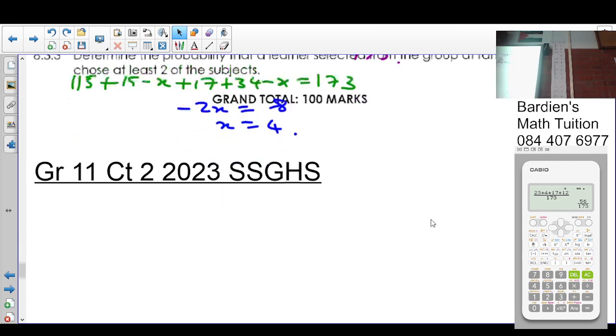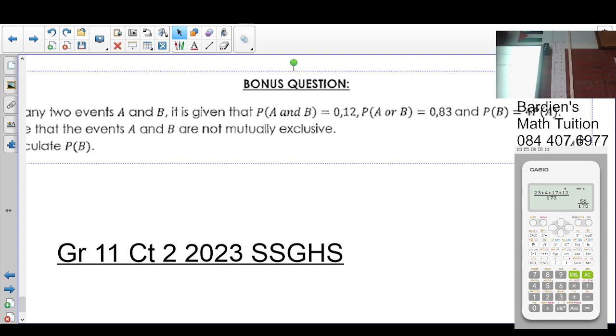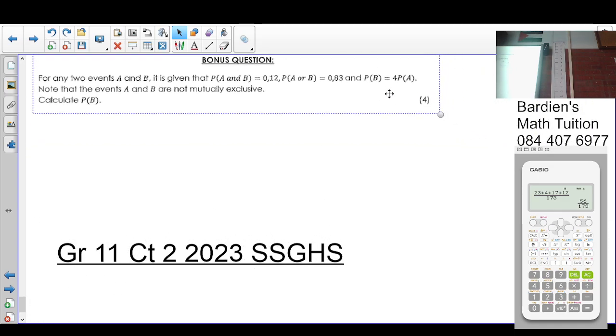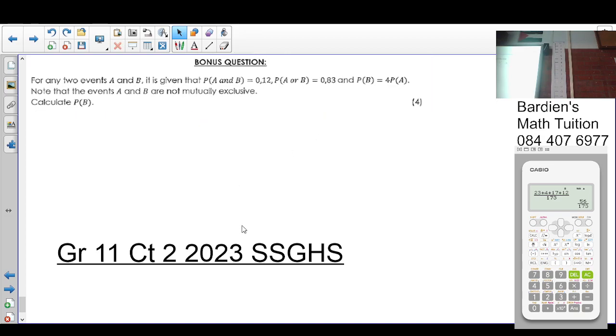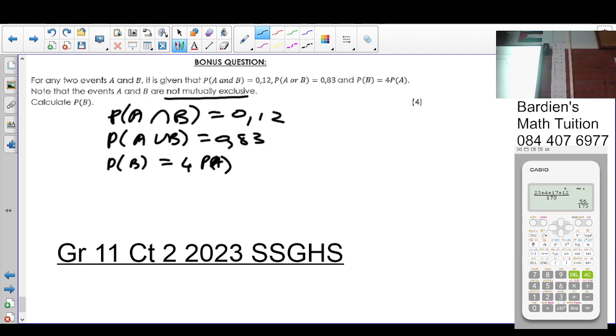And then the last question, your bonus question here, we are told that for any events A and B, it's given that the probability of A and B is equal to 0.12. The probability of A or B is equal to 0.83. The probability of B is equal to 4 times the probability of A. Note that events A and B are not mutually exclusive, which means to say there's an overlap, not so.